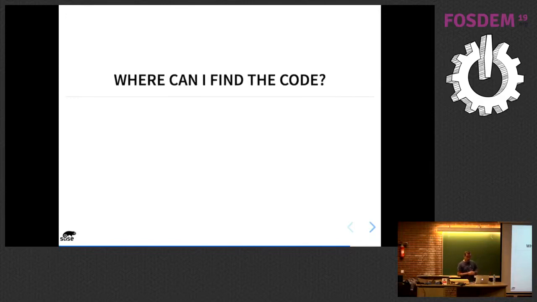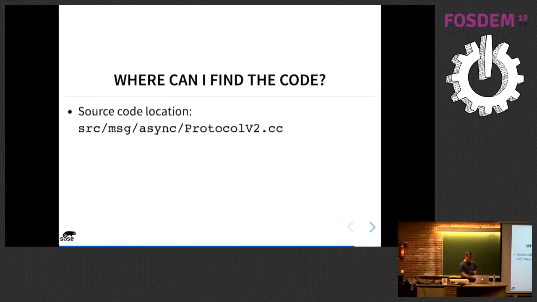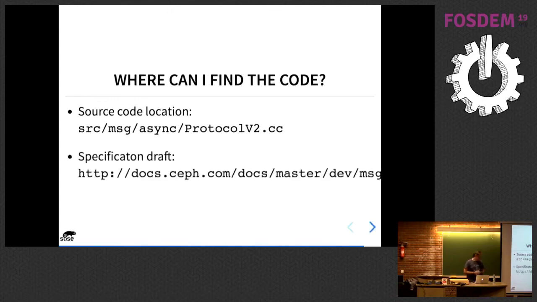So the source code, if someone wants to look at it, you have to clone the project, and you have in this file the implementation of the whole protocol. You also have a file called protocol v1 where you can see the v1 protocol, and you can also read the specification draft of this protocol in the Ceph docs page.